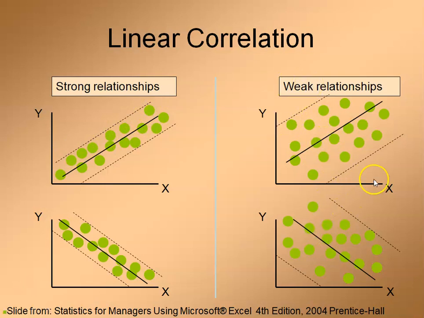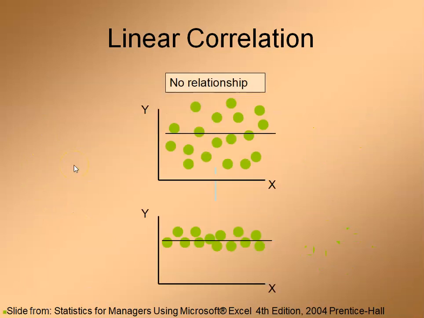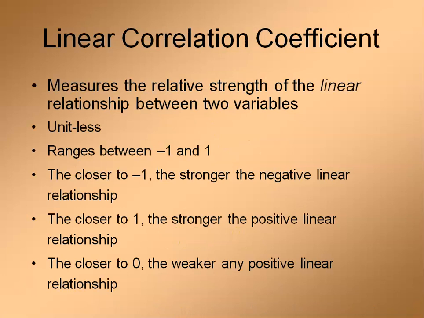And it doesn't matter if it's positive or negative. These two, if they're equally spread, are equally weak, and these two, if they're equally condensed, are equally strong. If there's no trend, then there's no correlation at all. And how strong or how clustered together the data is can also be measured numerically.